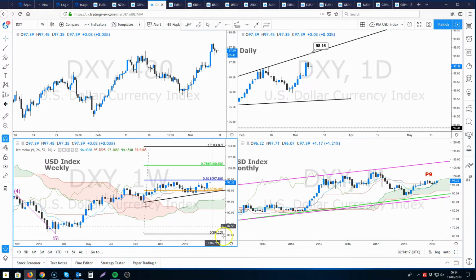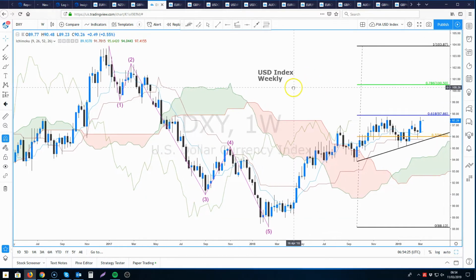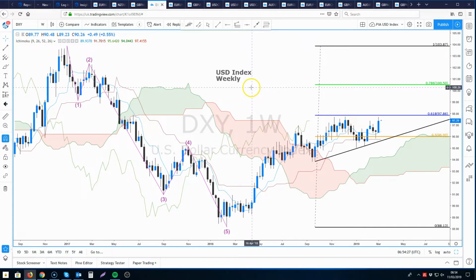If we go to the weekly chart, and let's remember this number, 98.16, pretty similar to euro dollar actually, is the fact that we're getting very close to this 61.8% pullback level, which is at 97.86. And then of course we've got that trend of higher highs just above there. So we're looking for this rally to be limited.